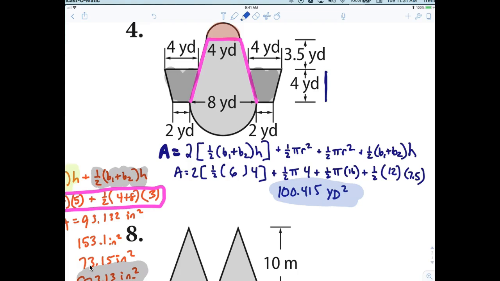Let's go. How did you do? Max, how did you do? Let's practice. 2 times 1/2 times 6 times 4 plus 1/2 times pi times 4 plus 1/2 times pi times 16 plus 1/2 times 12 times 7.5. Then hit enter.